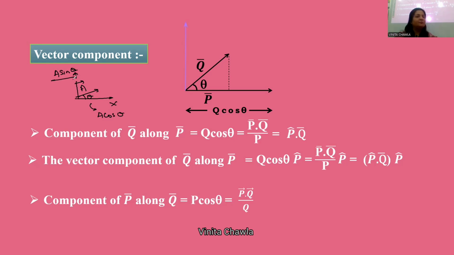This is how we write, so we can denote this as ax. ax is equal to a cos theta, ay is equal to a sin theta. This is how we write. So for vector q, don't look at this p now, just look at vector q only.